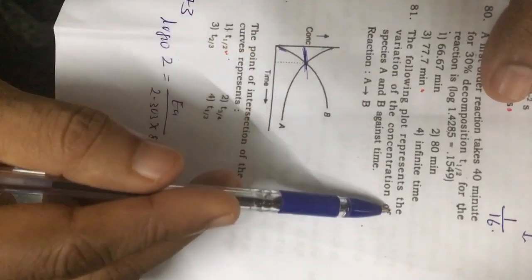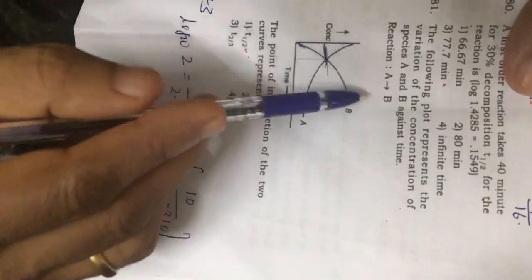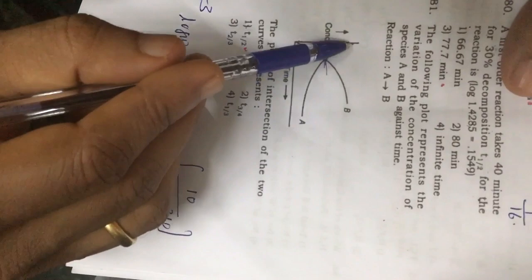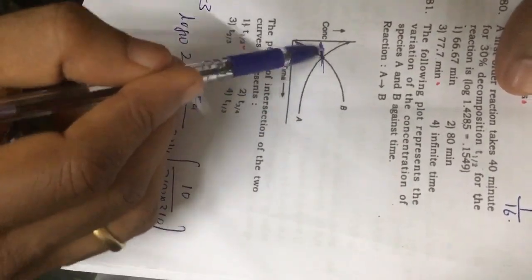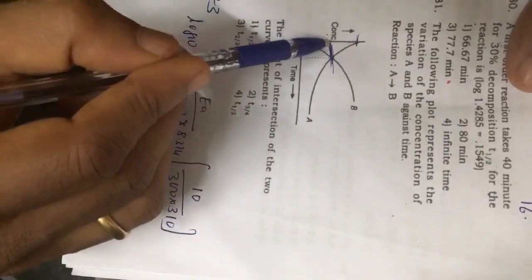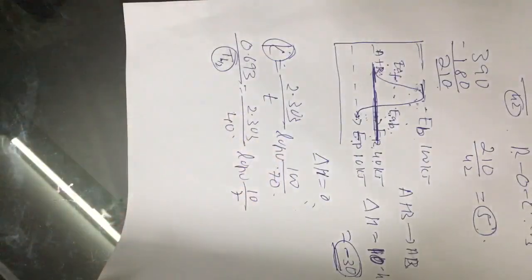Question number 8.1. The following plot represents a variation of A to B. This is a reaction and the point of intersection. So this is almost half, when the concentration of reactant is reduced to half of its value. From this point to this point, this is almost half of this. So it represents t half. Question number 70.